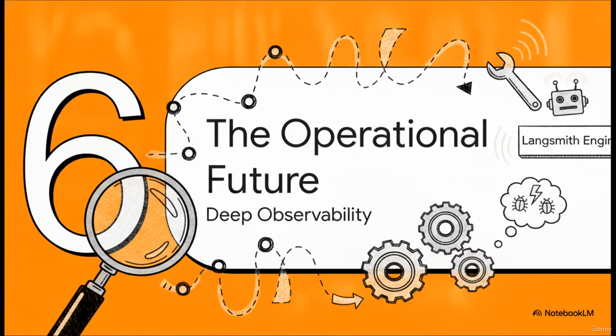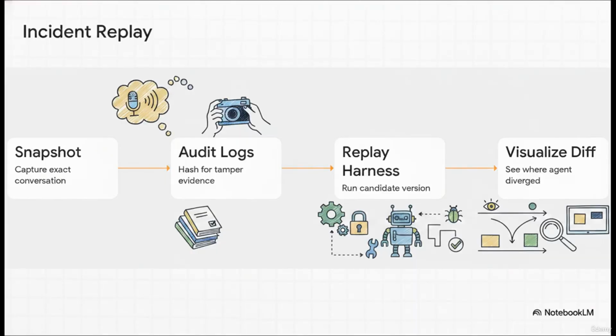Moving into our final segment, Section 6, the operational future. Let's look at where this technology is heading with deep observability. So the crucial point is, where is all of this going? The true future is in tracking the agent step by step. You absolutely must have an incident replay pipeline. Think of it exactly like instant replay in sports.